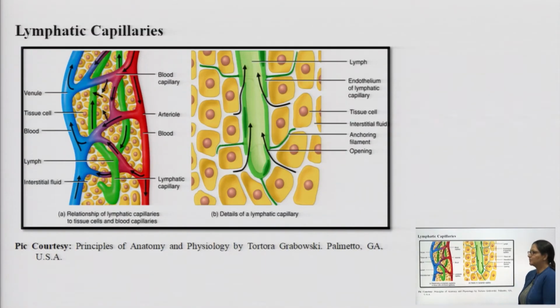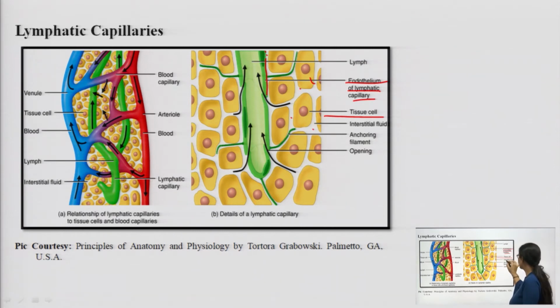This is the diagrammatic presentation of a lymphatic capillary. As we can see in the diagram, the yellow portion is called tissue cells. These are the tissue cells, denoted by the yellow color, and this is the lymphatic capillary, and this dark line is the endothelium of the lymphatic capillary.